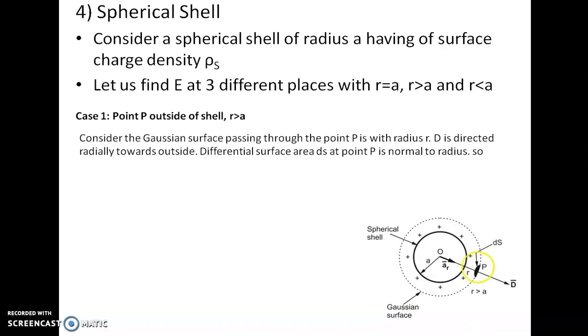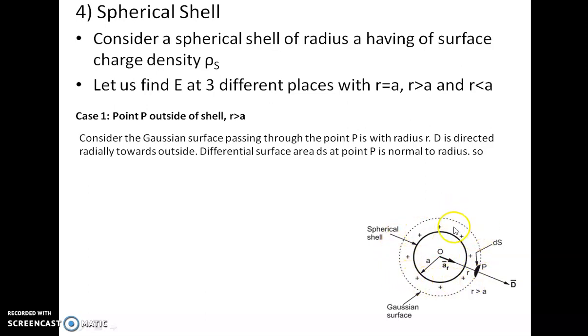When I consider a point P outside, I have to consider a Gaussian surface including that point P. So I will consider a spherical Gaussian surface, as shown in this figure, with a radius of R. Now R is greater than A.